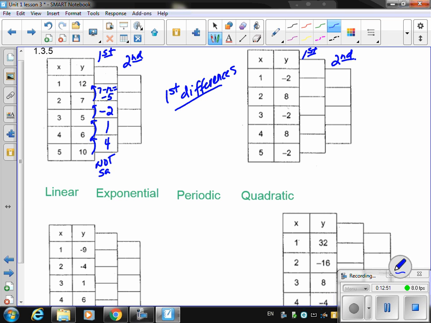I do not have a line. That's all I know for sure. Second differences. I am looking at the numbers -2 and -5, and I am subtracting them.